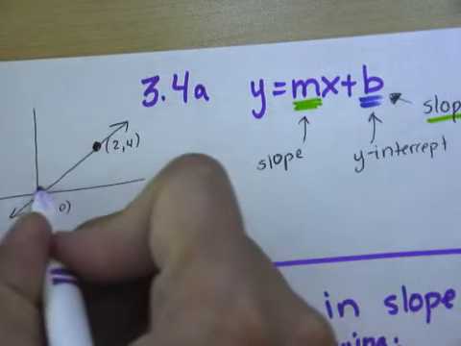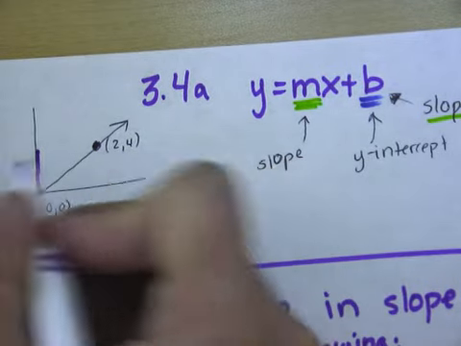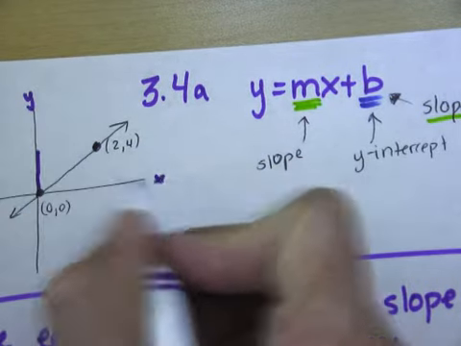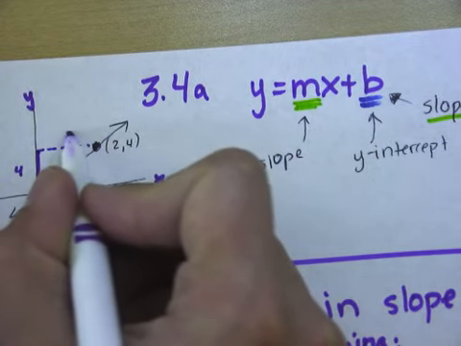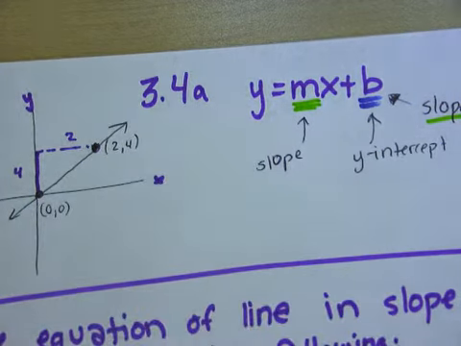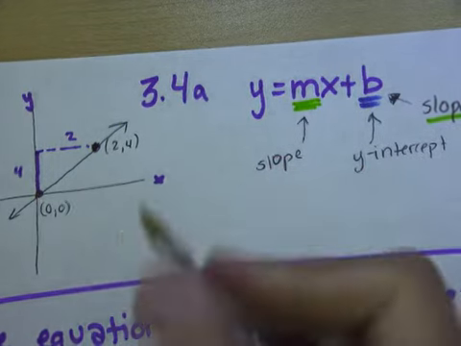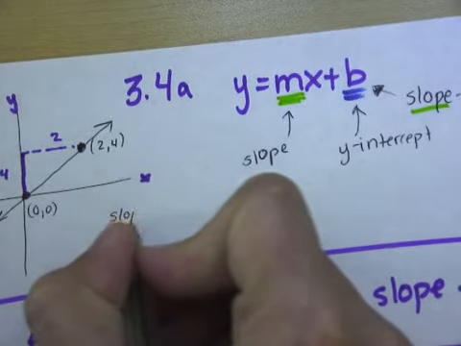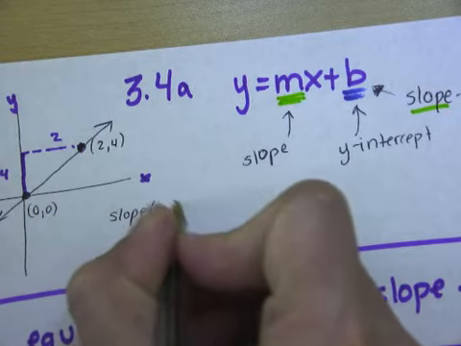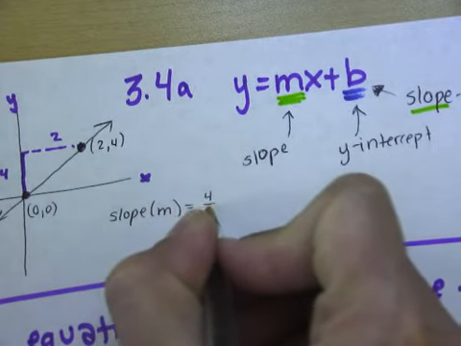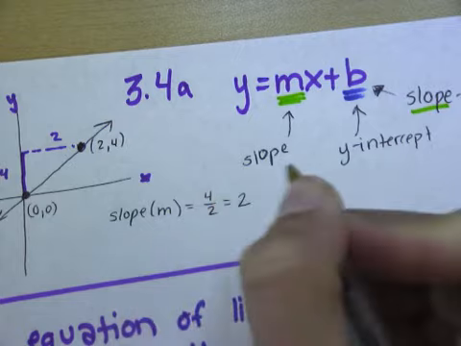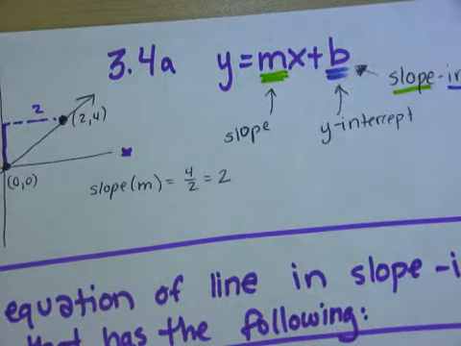To find the slope, if we're given the graph, we can use our slope formula, or we can just count from one point to the other, figure out how far do you go up. Well, from this point to this point, we go up 4, that's along our y-axis, and we go over 2. So in this case, our slope, or our m value, is up 4/2, which reduces to 2.